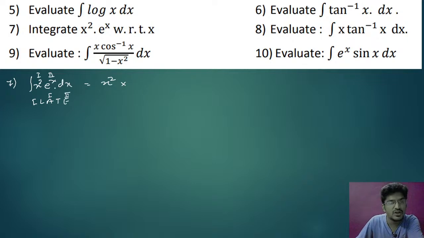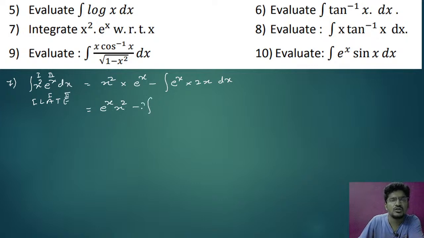So the integration of the second function will be what? Integration of e raised to x, that is e raised to x. So here we have to write e raised to x, now multiplied with the differentiation of x square. The differentiation of x square is 2x with respect to dx. So now this will be equal to e raised to x into x square minus 2, the constant right outside, integration of e raised to x into x with respect to dx.